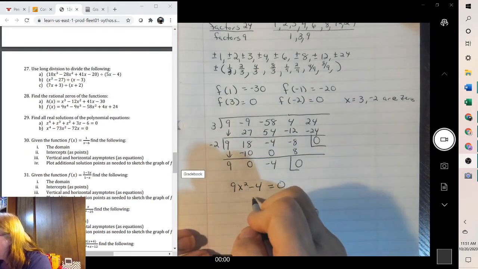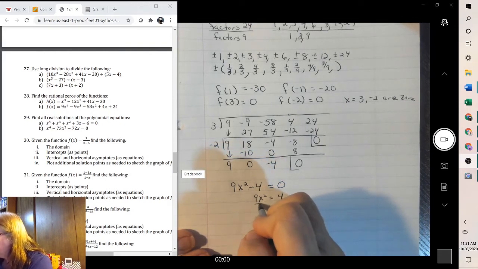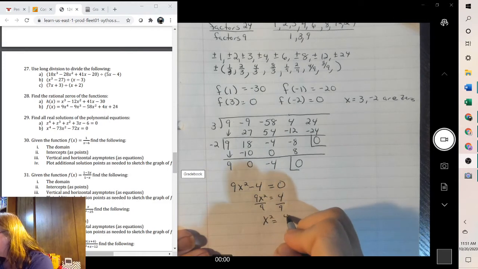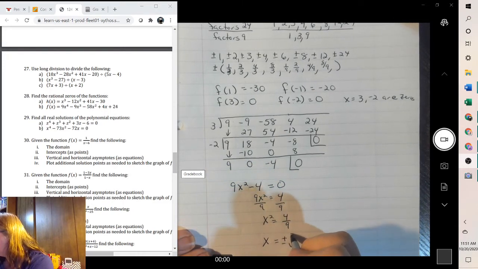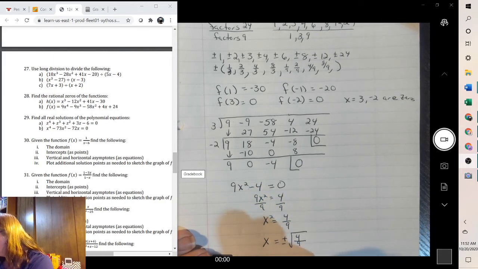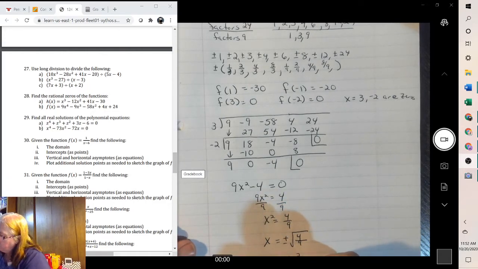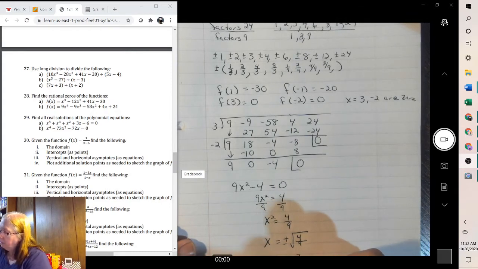Solving it, 9x squared equals 4. Divide by the 9 and take the square root. So we get plus or minus 2/3, and then from before, a 3 and a negative 2.